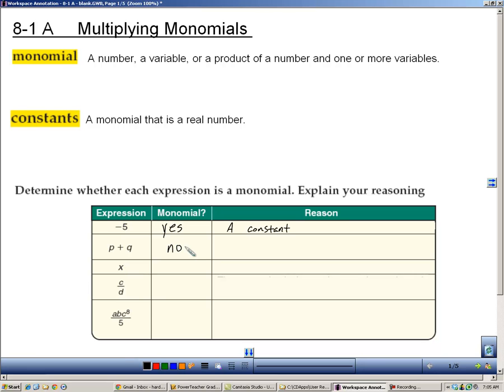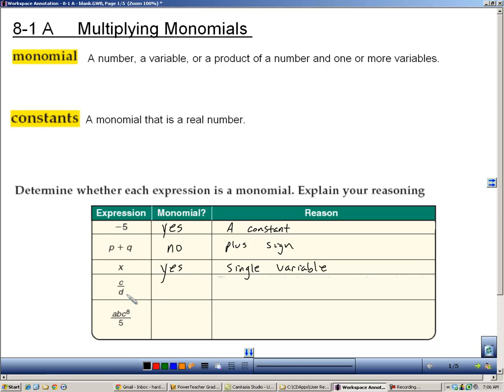The second one is p plus q. Now that's not a monomial, and the reason is because it has a plus sign. In this case, the p is a monomial, the q is a monomial, but when you add them together to make an expression, it's not a monomial. Next one is the letter x, and this is a monomial because it's a single variable. And from the definition, a variable is a monomial.